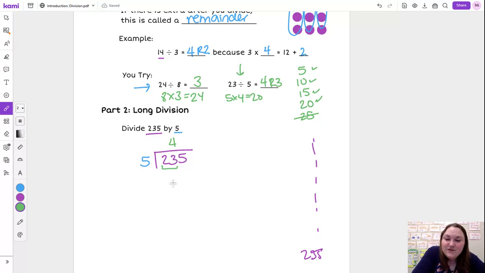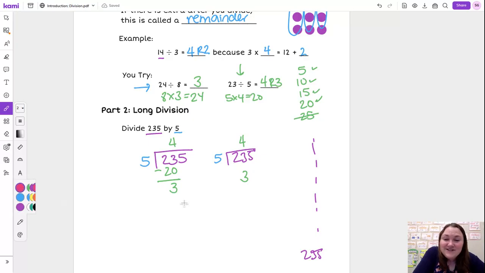Now, some people just write the remainder. Other people write the subtraction problem of 5 times 4, which is 20, and that subtraction problem there, 23 minus 20, to show the remainder is 3. You choose what you like to do. So you might write your 4 here and then just write your 3 underneath, or write minus 20 equals 3. Either way, you need that 3 at the bottom.